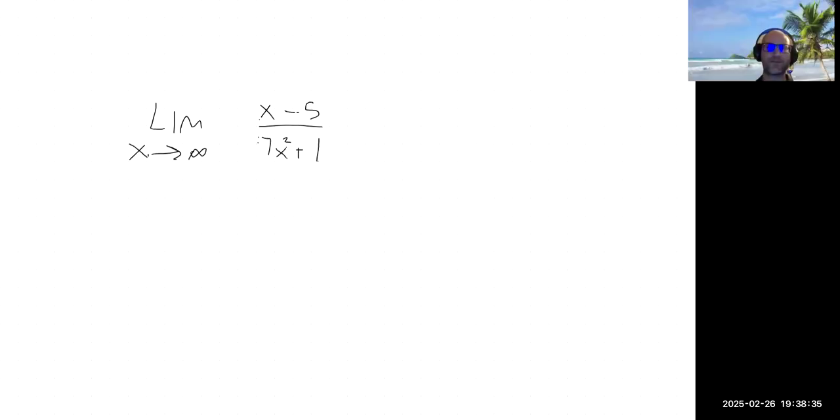Okay. The limit as x goes to infinity of x minus 5 over 7x squared plus 10x. All right, so we're going to do this the long way to prove that it's true, and then we'll do it the shorter way that just gets us straight to the answer.